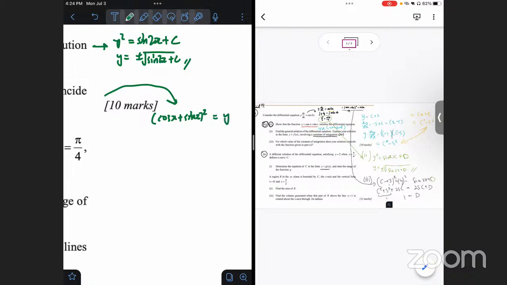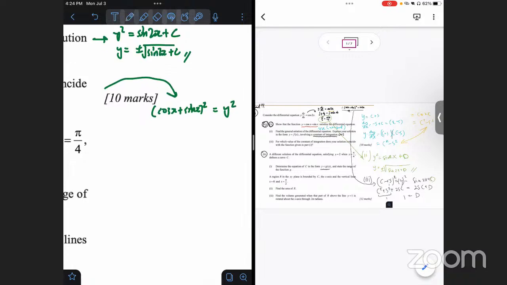So this one is cosine square plus sine square plus 2 sine cosine. That's the right hand side. The left hand side also, there is no mystery to it. I wasn't doing anything complicated. And I found the answer. And that's it. A different solution to the differential equation, satisfied.